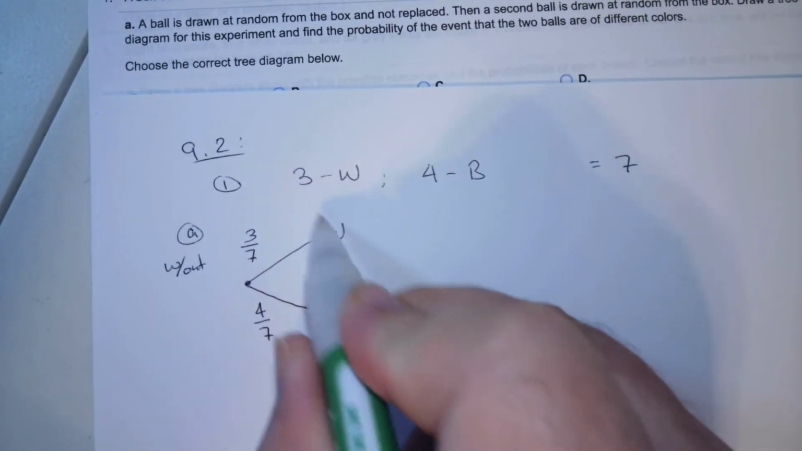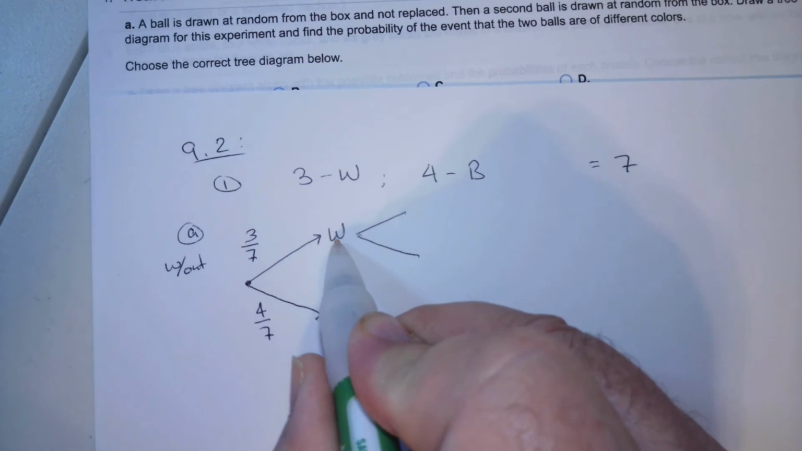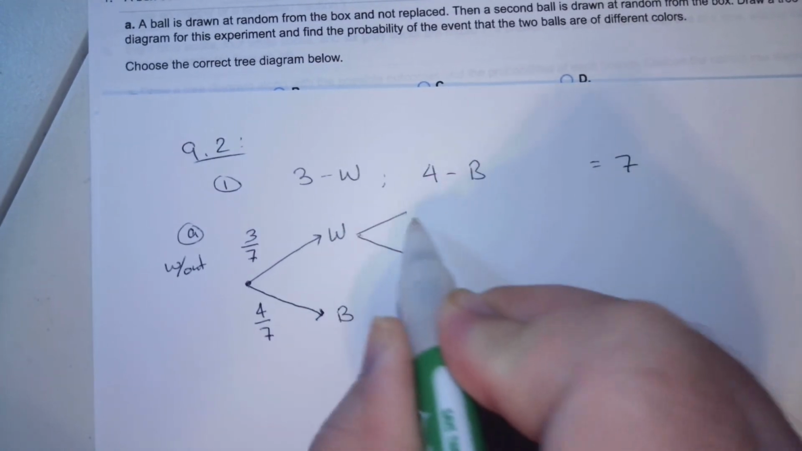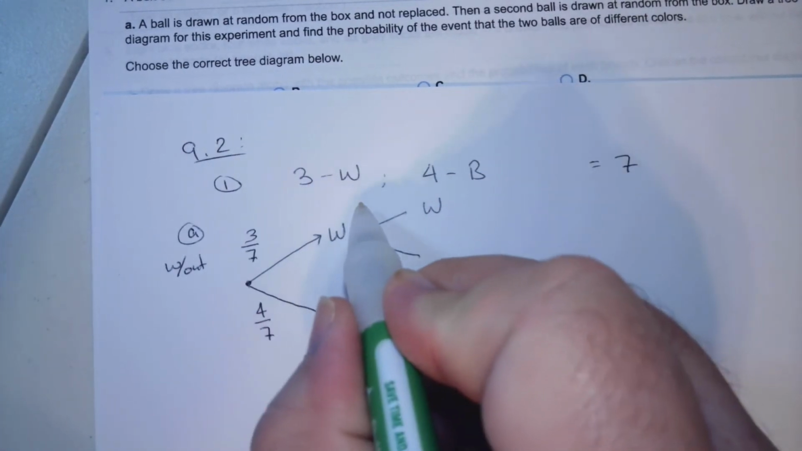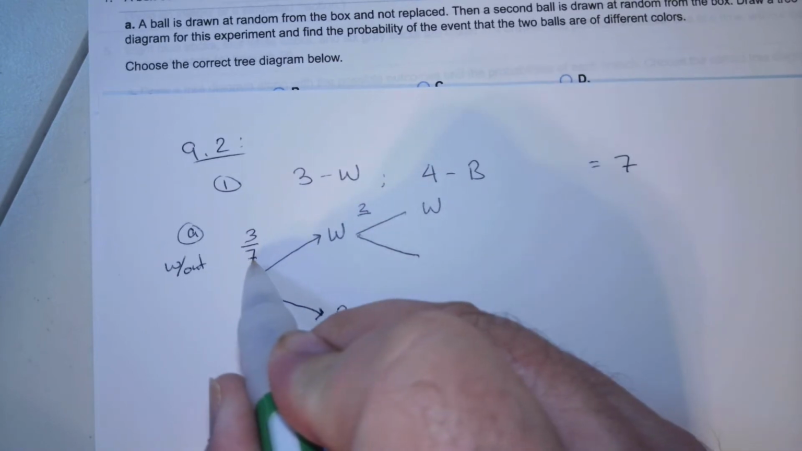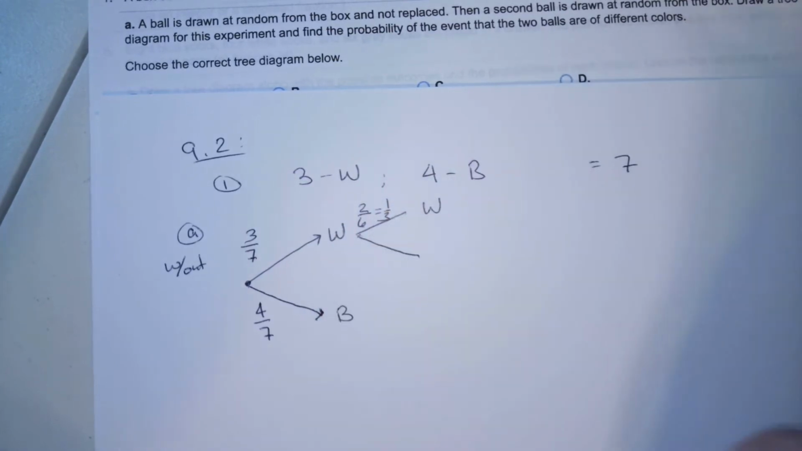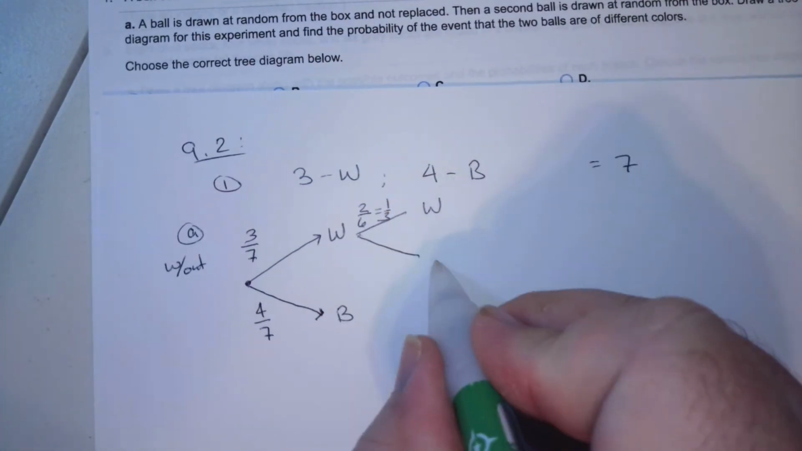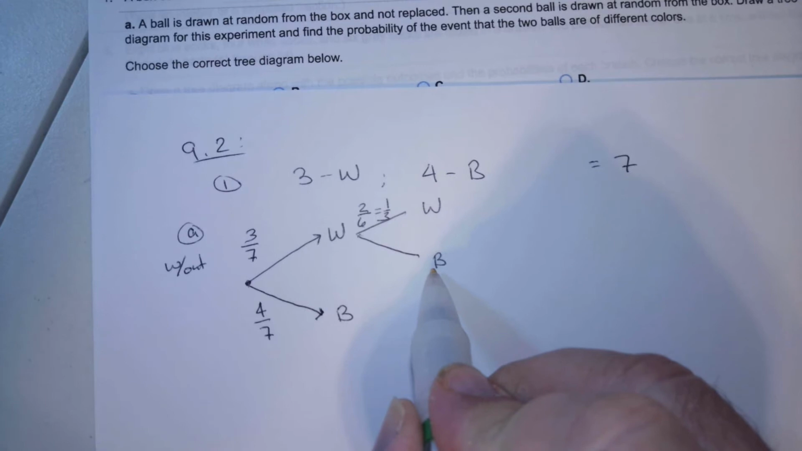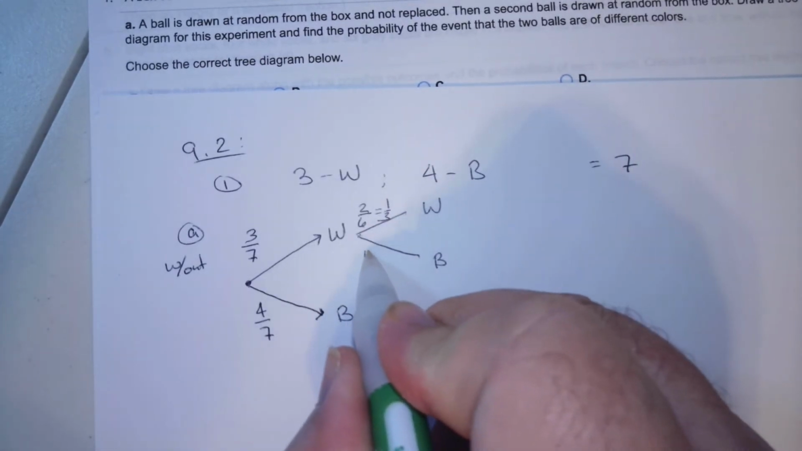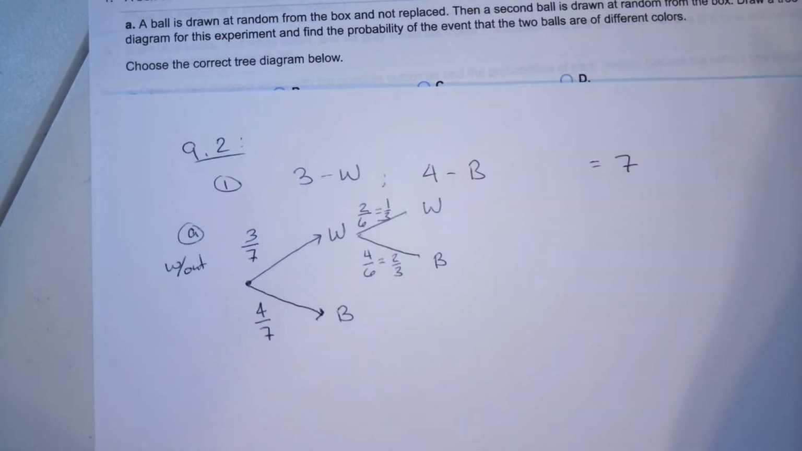Now the second draw. Assuming we picked the white ball in the first draw, to get a white ball in the second draw, remember we kept the ball. So we have 1 less white ball, and we have 1 less of the total, so it's 2 over 6, which simplifies to 1 over 3. Now, if we drew a white ball on the first one and a black ball on the second one, there are still 4 black balls out of 6, so that is 2 over 3.